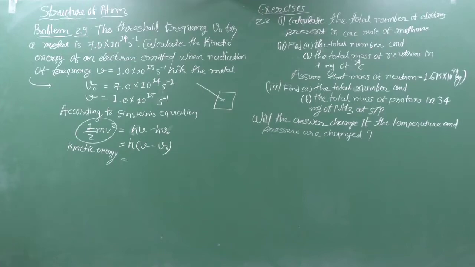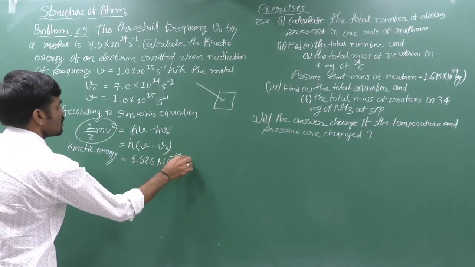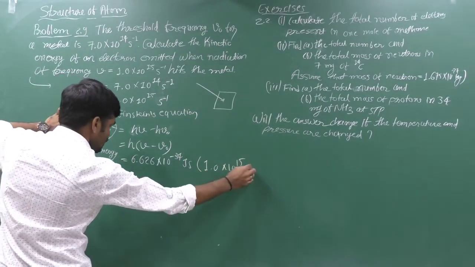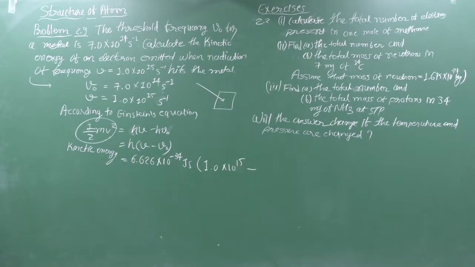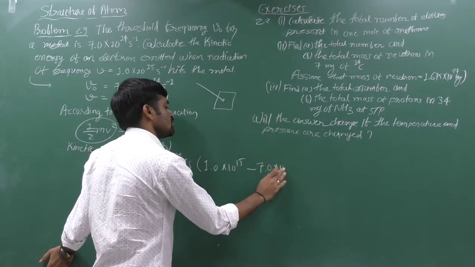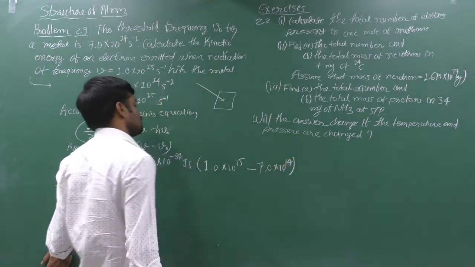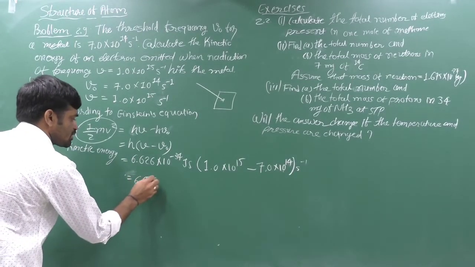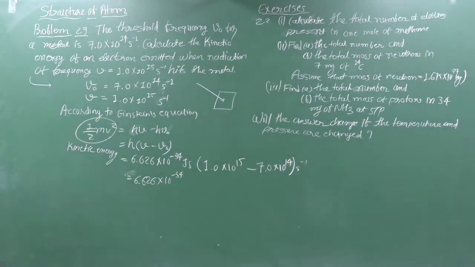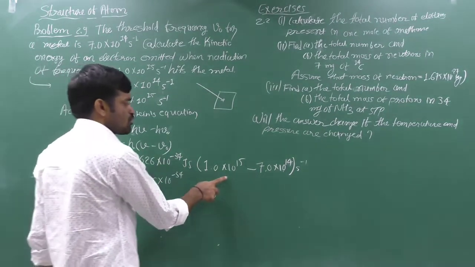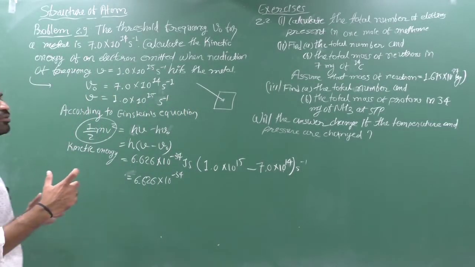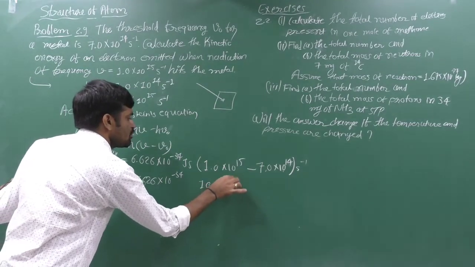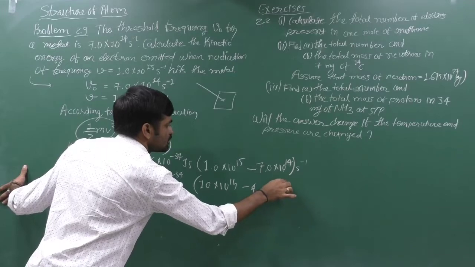Clear? h is equal to 6.626 into 10 raised to minus 34 joule into second. Here the values are given. Mu is 1.0 into 10 raised to 15 minus 7.0 into 10 raised to 14 second inverse. Both are second inverse. Second inverse and second cancel out, so the unit is joule. But first we compare the powers of 10. Either make both 10 raised to 15 or both 10 raised to 14, so that the same power makes subtraction possible. Therefore we make it 10 into 10 raised to 14 minus 7.0 into 10 raised to 14 second inverse.